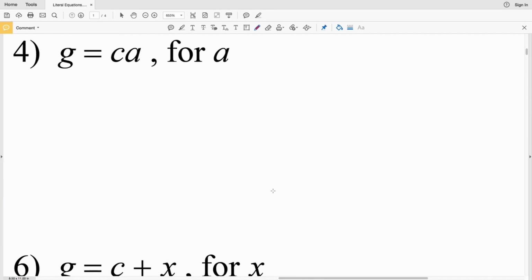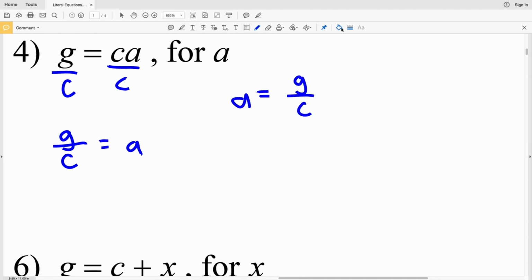Number 4, g equals c times a, and we're solving for a. All we have to do is divide both sides by c. Then we'll get g over c equals a. So g divided by c equals a, or you can write this as a equals g divided by c.